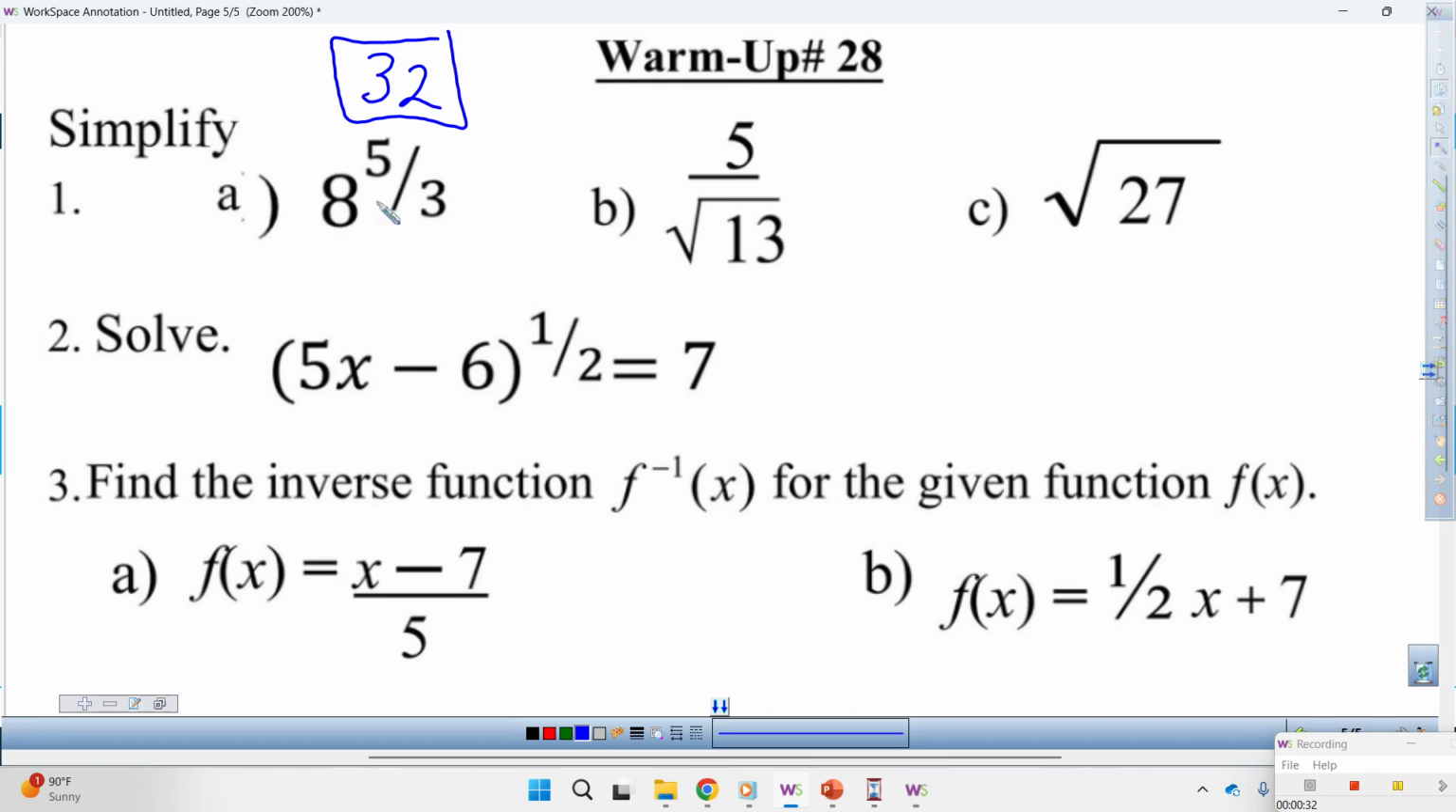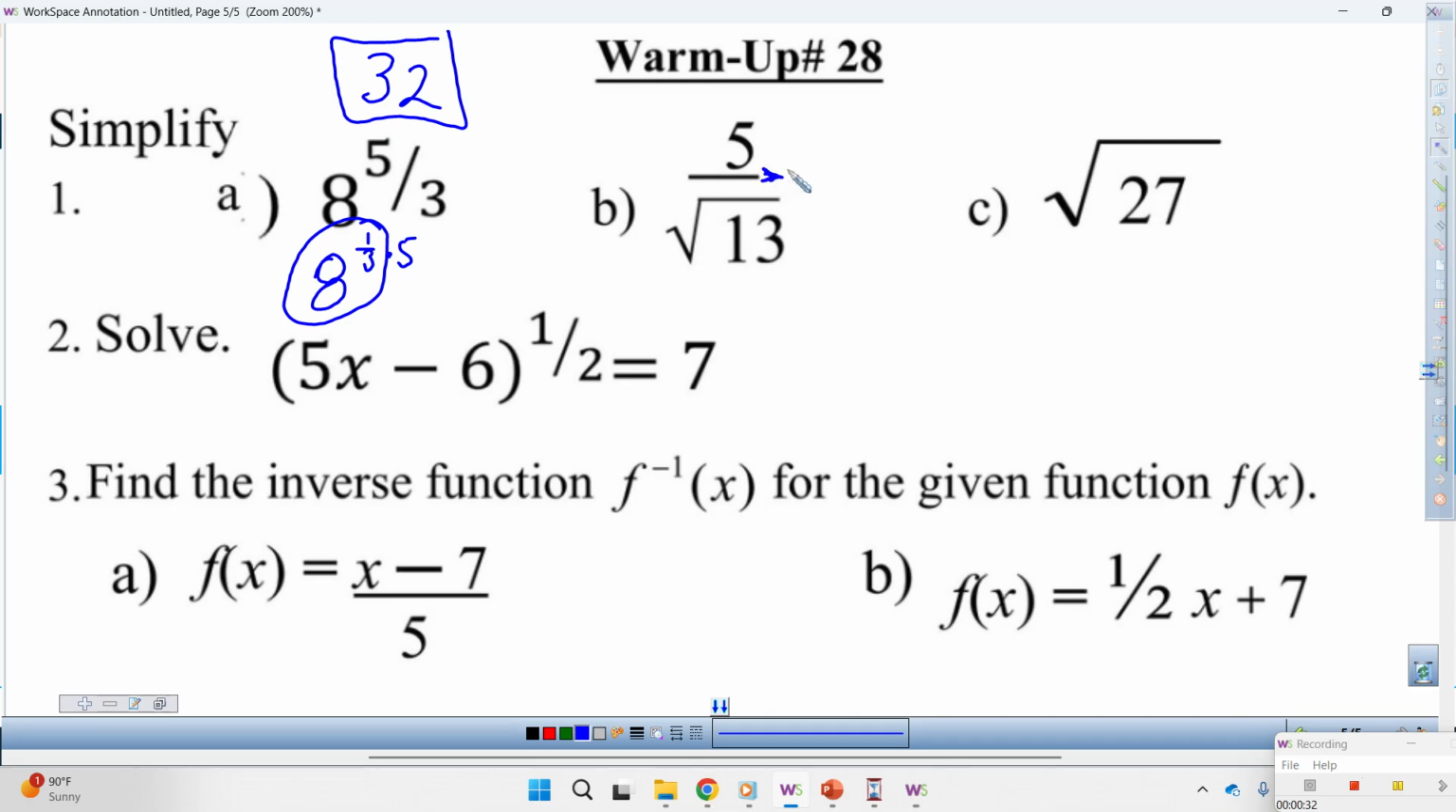For those of you that didn't get that, remember that you need to change this exponent to 8 to the 1/3 power to the 5th power. And of course, this becomes a cube root. Cube root of 8 is 2. 2 to the 5th power gives us 32. All right? 1B, answer only.